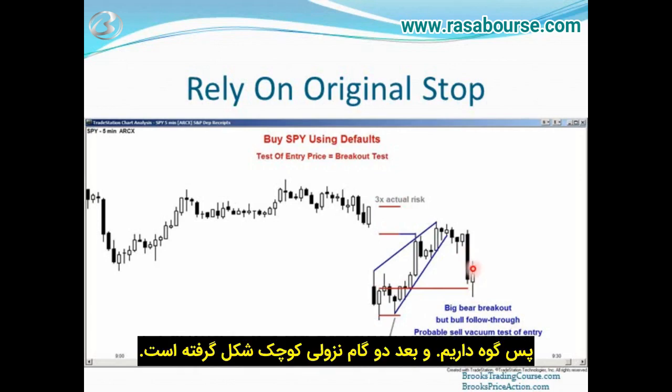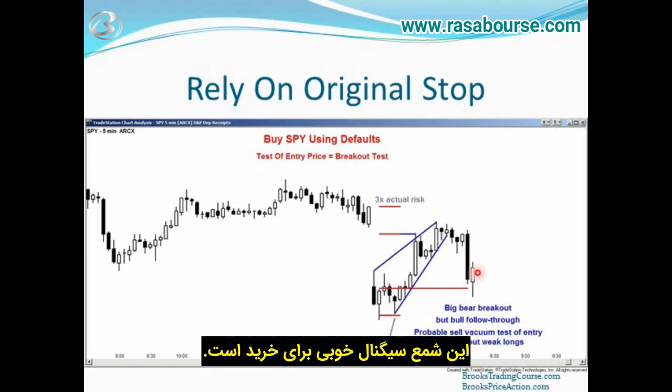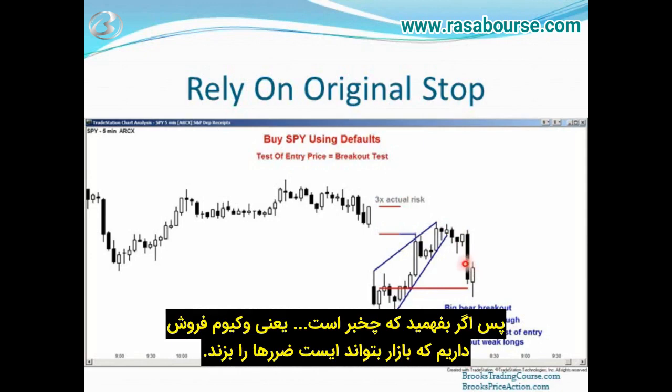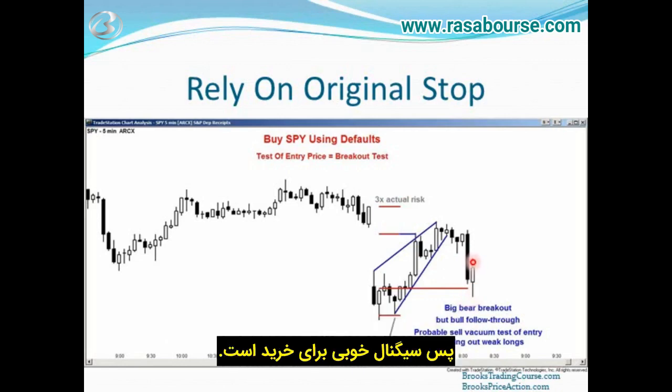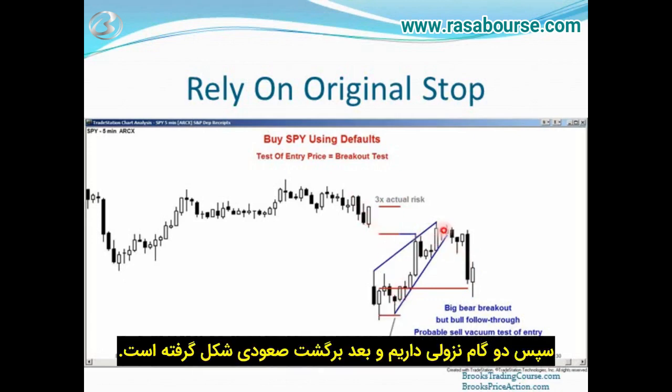Okay, so we have a wedge and 2 small legs down, and a bear breakout and a signal for a failed bear breakout. This is a pretty good looking buy signal bar, and if you understand what's happening, that this might be simply a sell vacuum to wipe out weak longs, it's a reasonable buy signal. It's also a higher low major trend reversal. We had a bear trend, a strong rally, and then a 2-legged sell-off and a strong reversal.